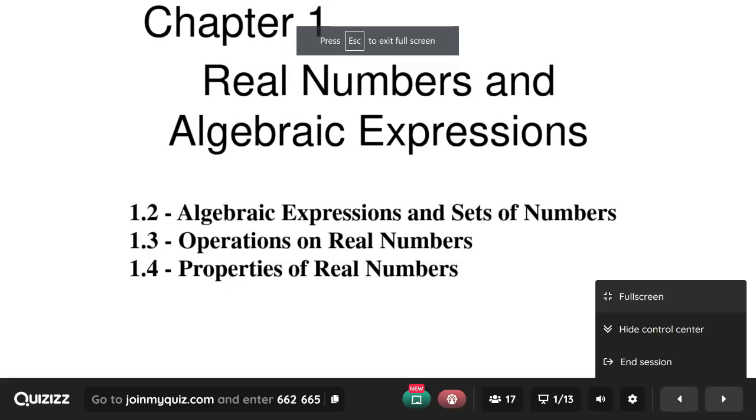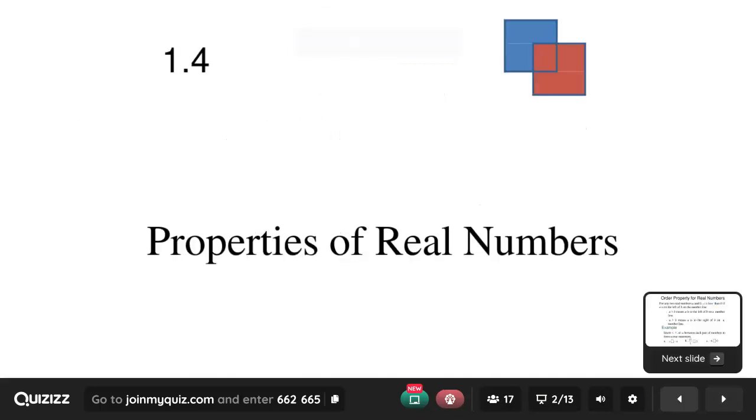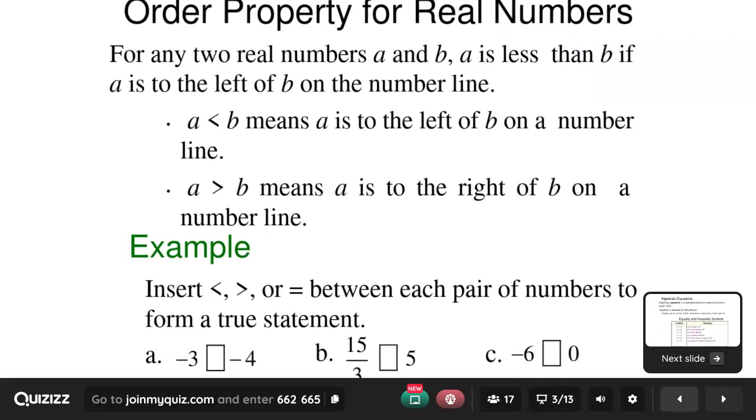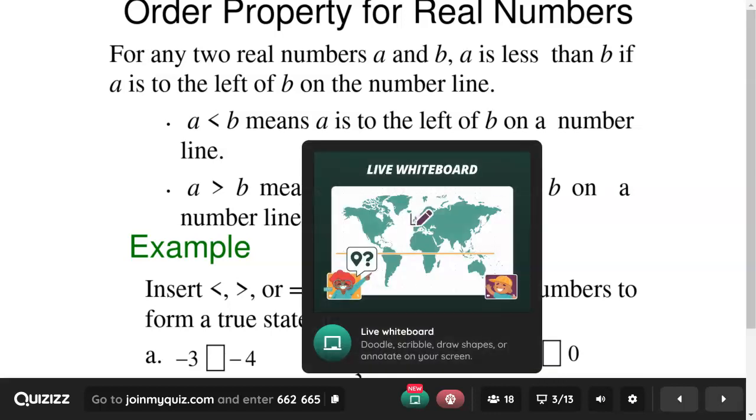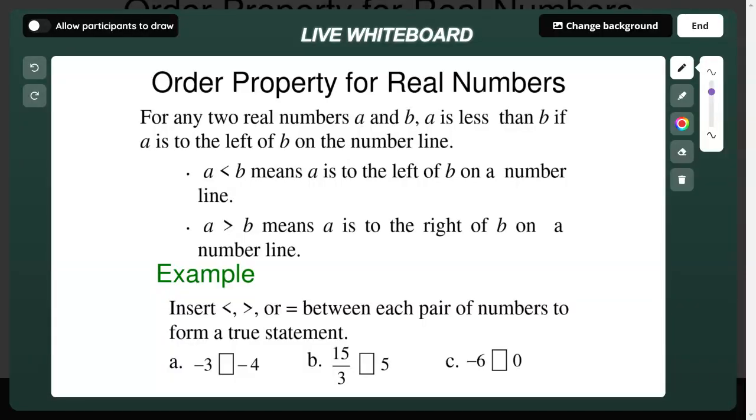Alright, so let's finish up the first chapter with our properties of real numbers. The properties are going to show up all over the place, all the time, in lots of different variations. First, we want to start with the order property. The order property is just what order we put numbers, and it all comes down to the number line. Everything comes down to the number line when we're looking at the order property.